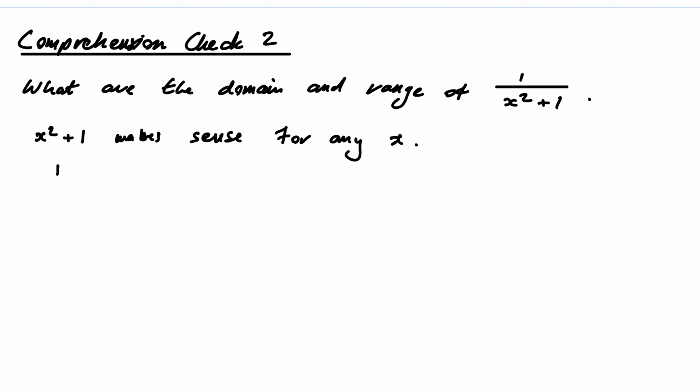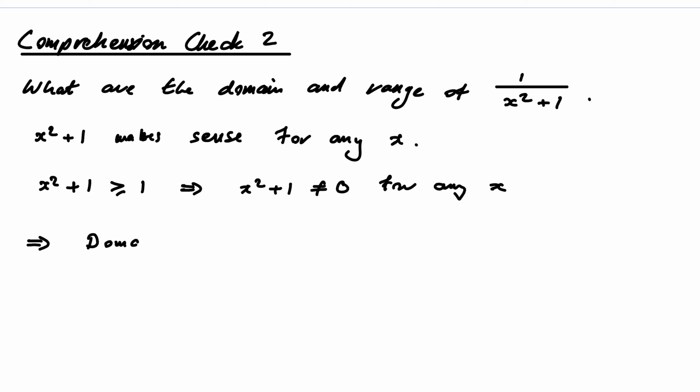But notice that x squared plus 1 is also greater than or equal to 1. So that means it can't be equal to 0. Remember, x squared is always positive. So this implies x squared plus 1 does not equal 0 for any x. So we have no problems. So this implies the domain is equal to what? It's everything, the whole real numbers. Nothing at all is a problem.